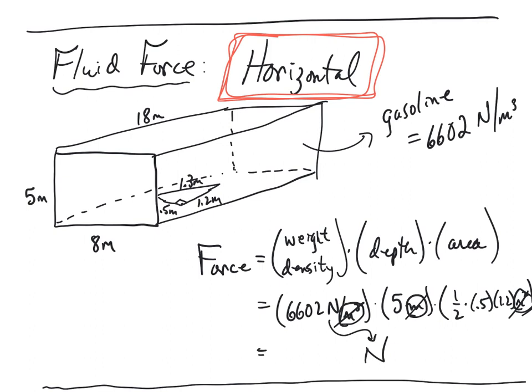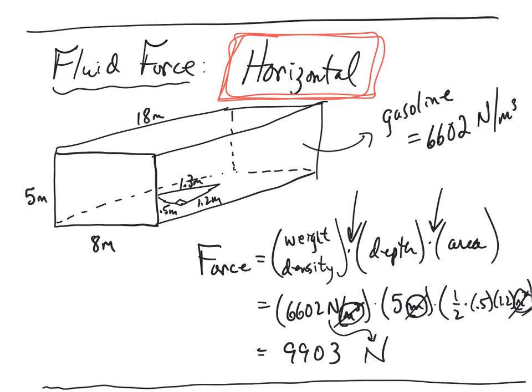Okay, and then I'll just punch out the math for everybody. So 6,602 times 5 times 1/2 times 0.5 times 1.2. And if I've punched that out okay, what I've ended up with then is a force of 9,903 newtons. That's how much force would be pushing down upon that plate. But again, please notice, no calculus required, just simply multiplication of 3 factors.